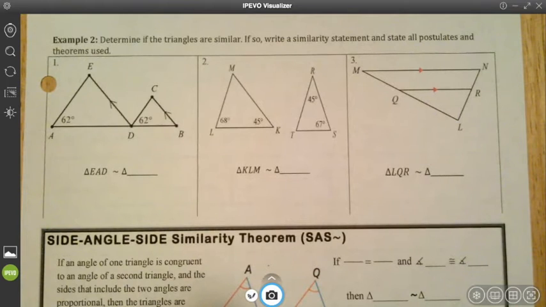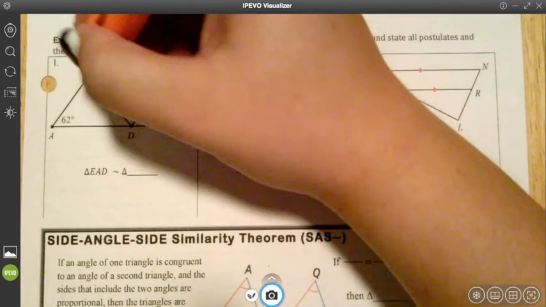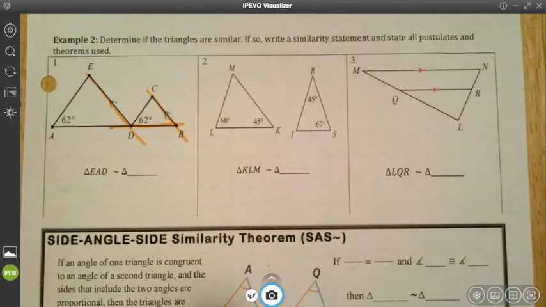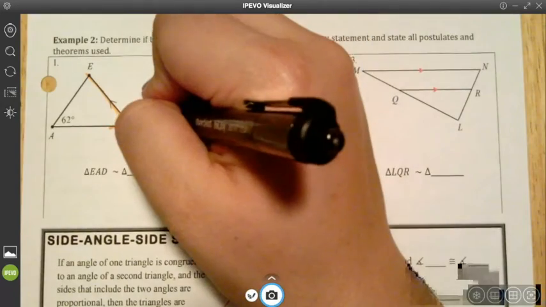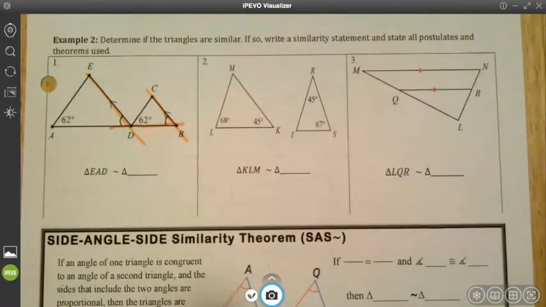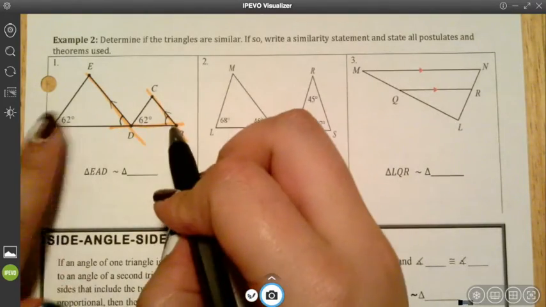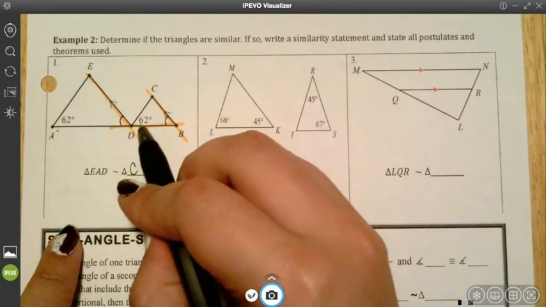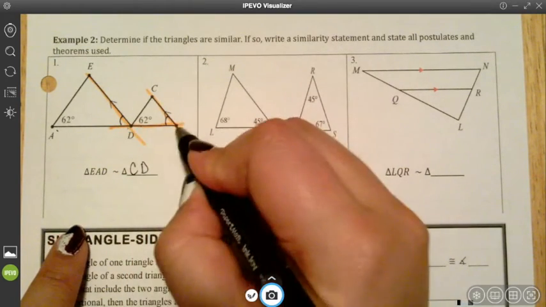Continuing with the examples on the next page, we want to determine if the triangles are similar, and if so, write the similarity statement. In example 1, we have parallel lines. Here are my parallel lines, transversal between them. I'm not drawing a Z because I can see that I'm not going to be using alternate interior angles. I'm using corresponding angles here. And so I can see that I do have two angles that match. So we can say E with C, A with D, and D with B.